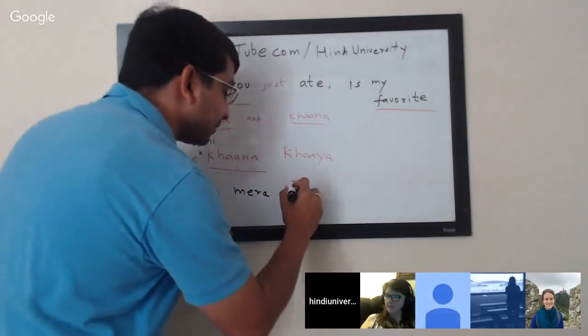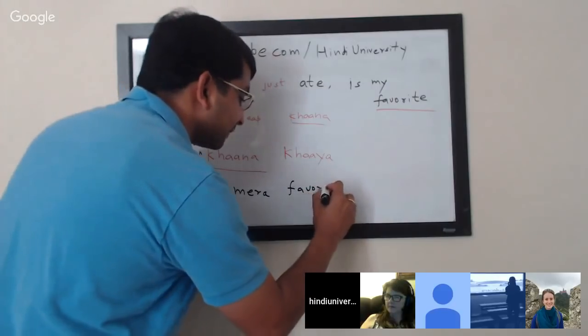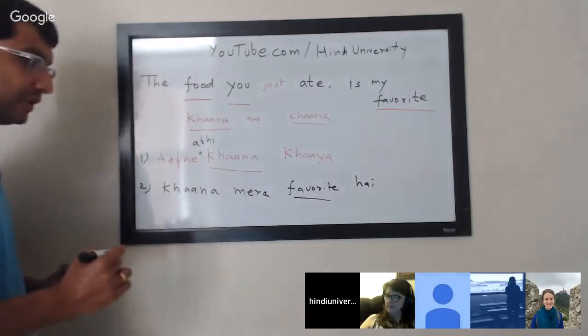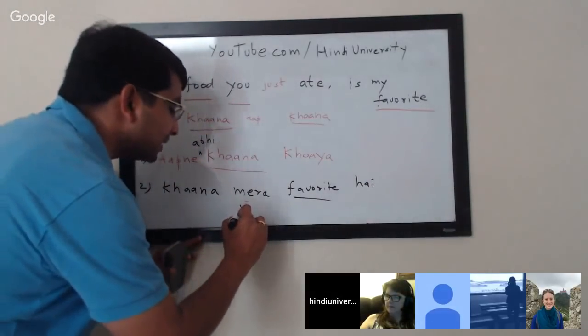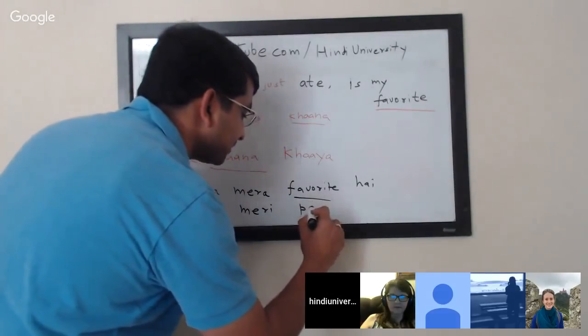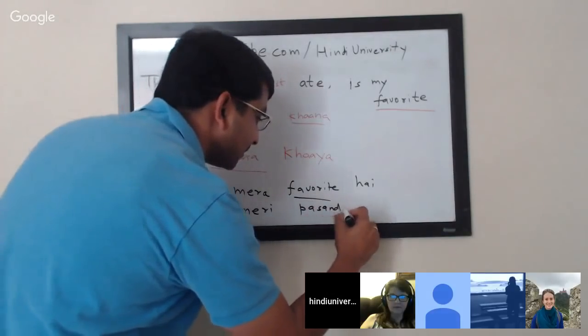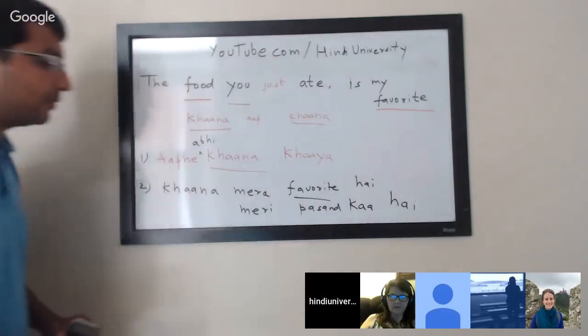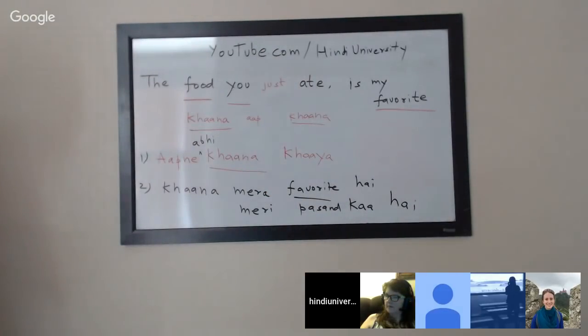Either you can say, if you want to keep it very simple, you can say mera favorite hai, and that's basically using an English word here. So either you can say that, or you can say meri pasand ka hai. खाना मेरी पसंद का है. Okay. And खाना मनपसंद है. Okay.